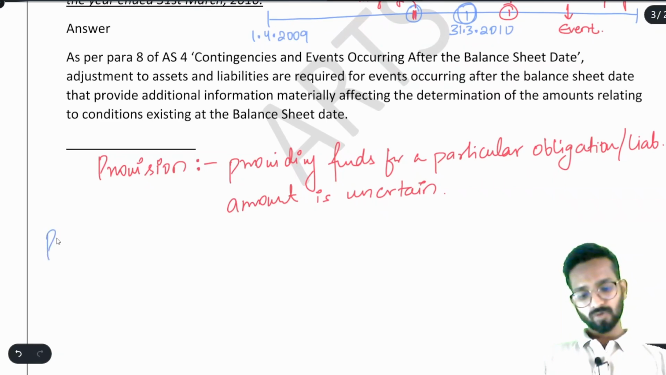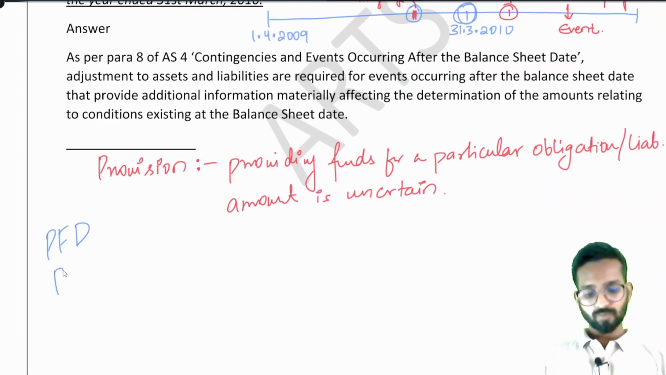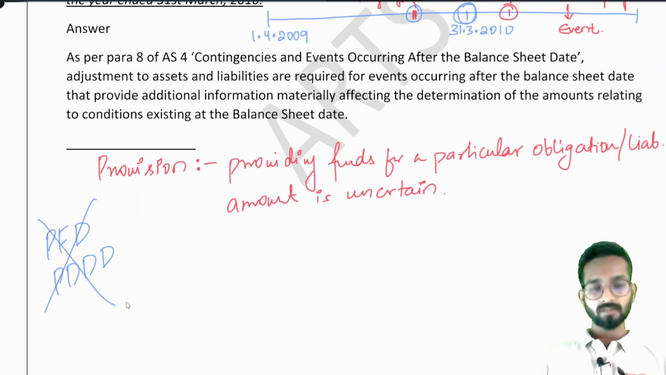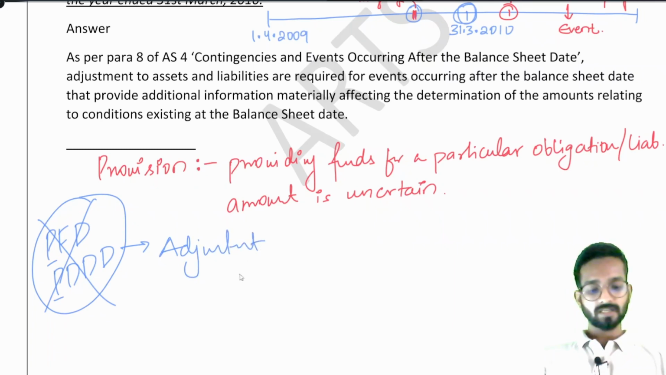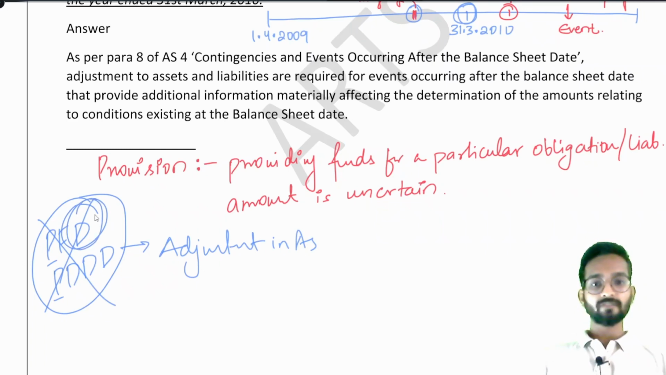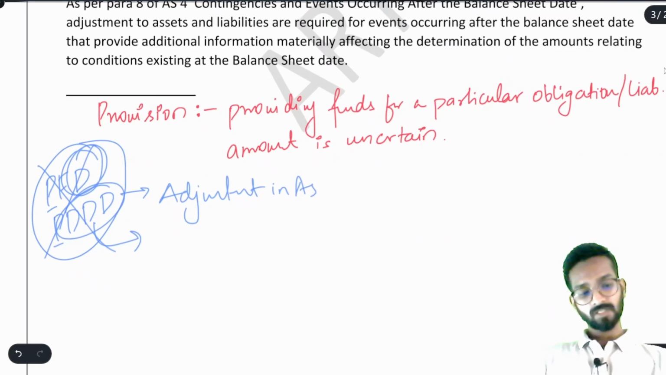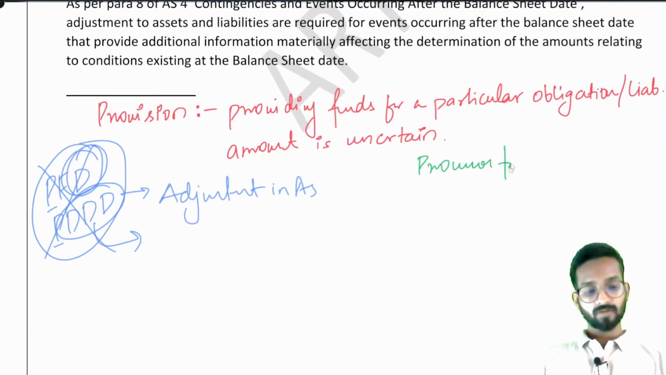Remember this: provision for depreciation, provision for doubtful debts. These are not provisions only. First thing, this might be a shock for you. These are not the provisions, okay? They are using the word provision, but they are just the adjustment to asset. They are just adjustment in the asset account. See, provision for depreciation is used to adjust the fixed asset account. Provision for doubtful debt is used to adjust the debtors account. What are provision accounts then? Please focus. The accounts are provision for taxation.